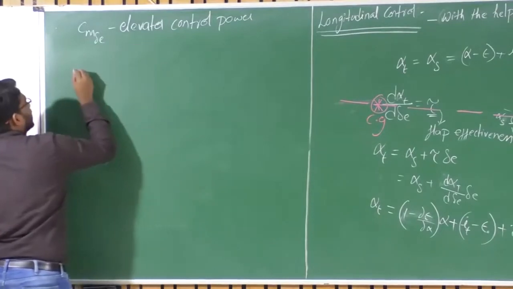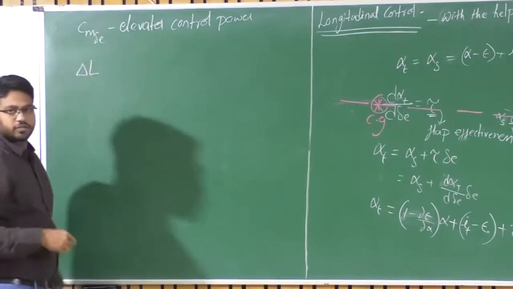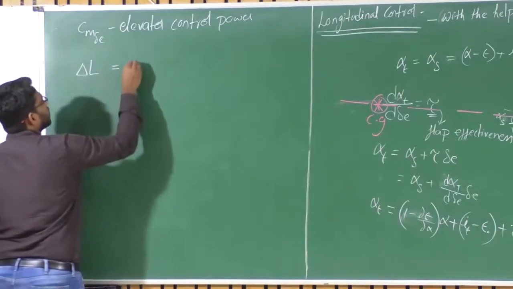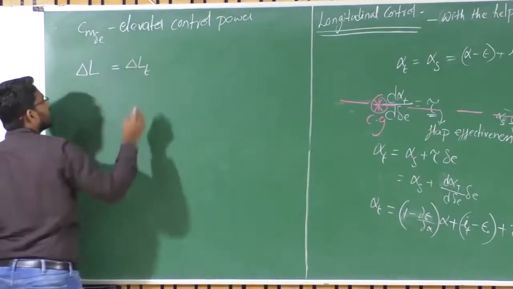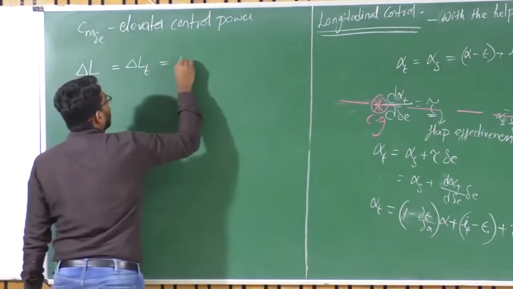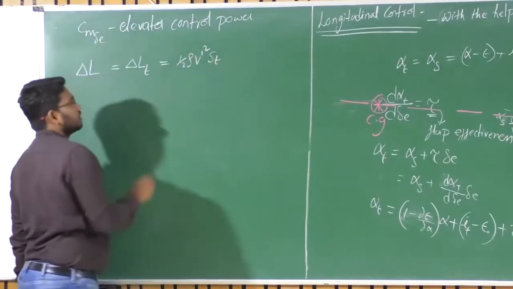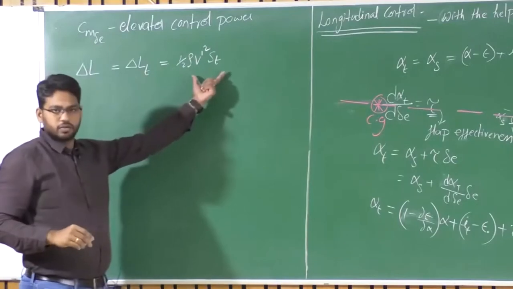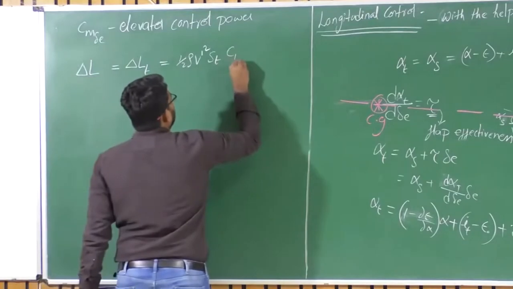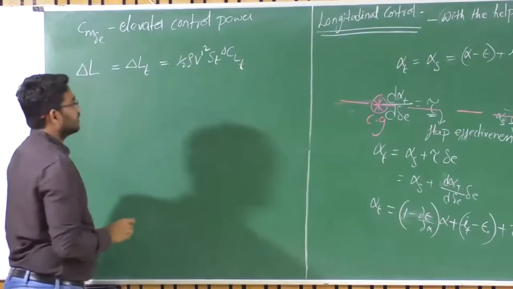Now when there is an elevator deflection, there is a change in total lift of the aircraft, isn't it? So delta L represents the total change in the lift of the aircraft, which is due to the change in the lift at the tail, am I correct or not? So this equals half rho V prime square S of T, since tail lift is due to the tail lifting area, times delta CL at the tail, the change in lift coefficient at the tail.